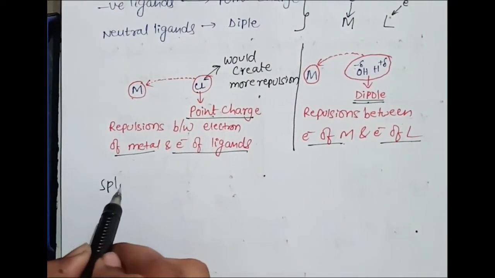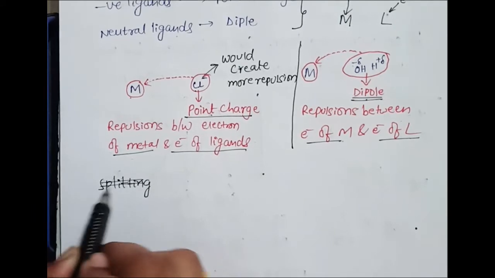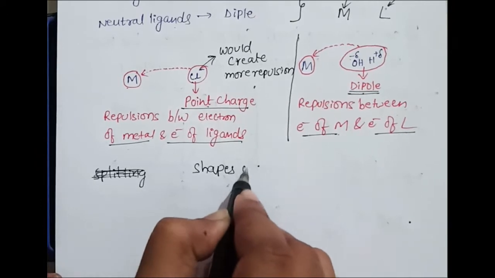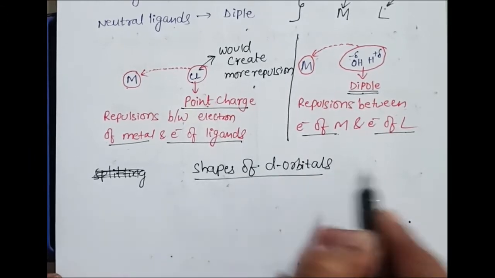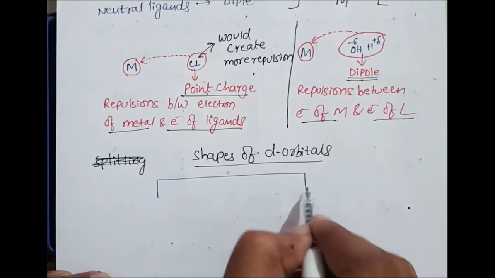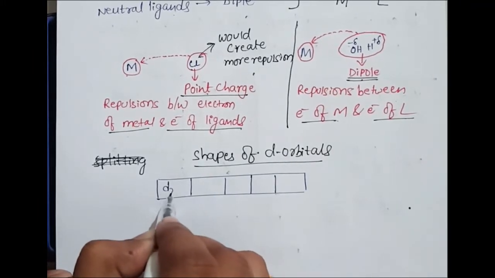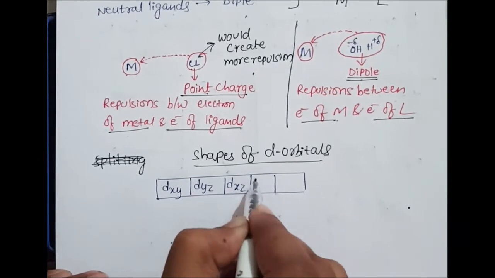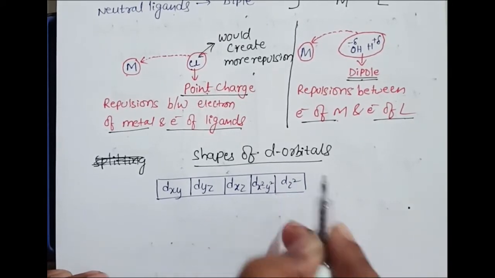So we have a different concept, splitting of d-orbitals. But before I go for splitting of d-orbitals, let us discuss the shapes of d-orbitals. This is one concept which is necessary. You know there are 5 d-orbitals. How many are there? 5. What are the names of those 5? dxy, dyz, dxz, dx square minus y square, and dz square.